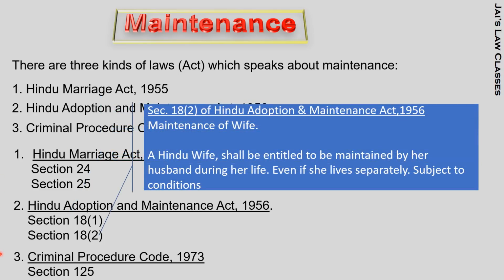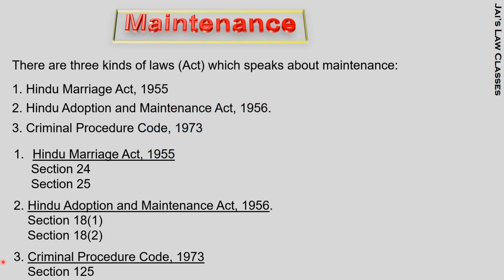Now let's check subsection 2 of section 18 of the Hindu Adoption and Maintenance Act. It says a Hindu wife shall be entitled to be maintained by her husband during her life, even if she lives separately. So a man has to maintain his wife even if she is living separately. There must be a reason for the wife to live separate from her husband. Only then will she be entitled to maintenance from her husband. Now comes Criminal Procedure Code 1973, section 125, and it goes till 128.